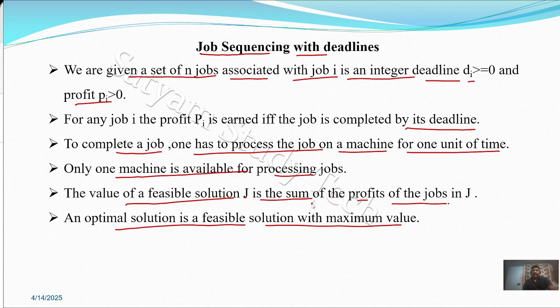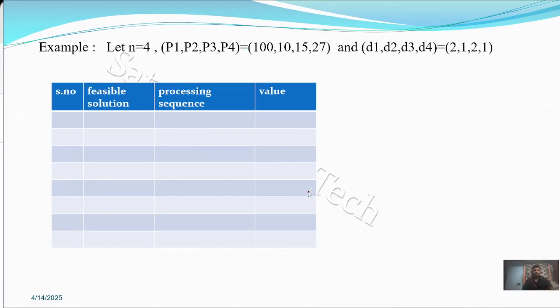You can get the maximum profit if you complete jobs and collect their profits. That profit must be maximum, and the jobs must be completed within their deadlines. So that is the constraint. Now here is an example.